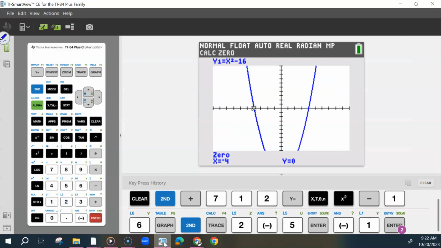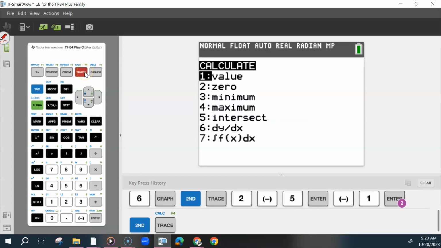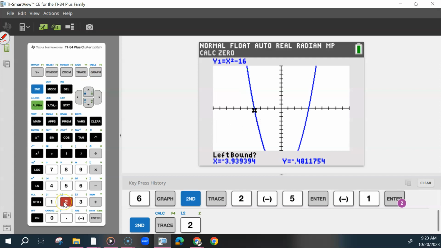Just in case you missed that, we're going to do it again for the other one. So go back into second trace. Go back into 0. But now we need a number to the left of this one that's in between here. And give me a number for that. Sure. -2. Type in that, hit enter.